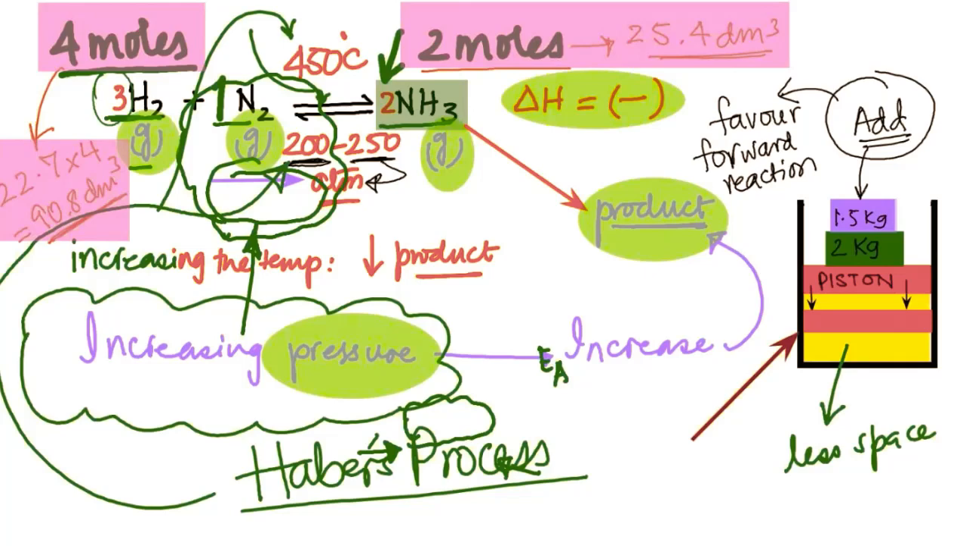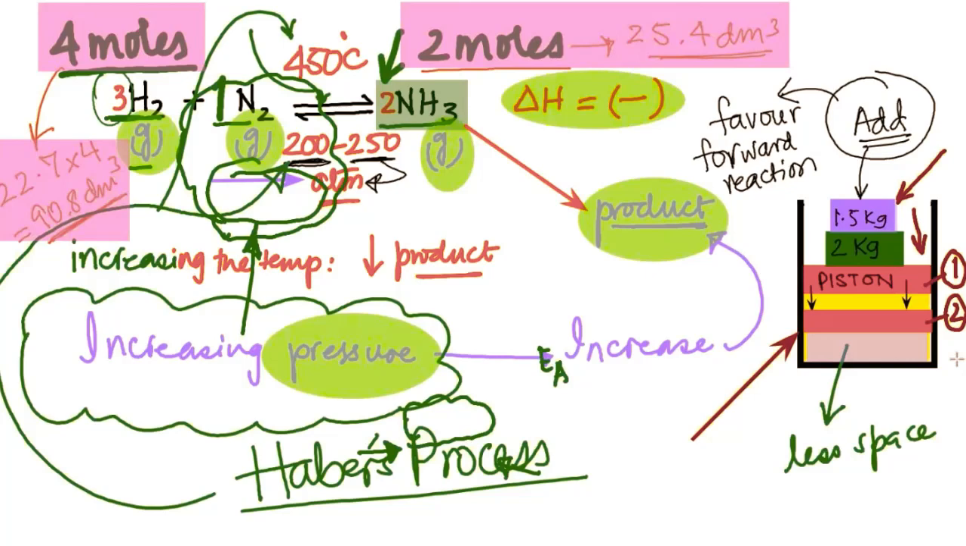We are putting on a weight of 2 kilograms, which is exerting a 20 Newton force downward. The piston is at position number 1, so there is more space. An additional 1.5 kg is going to exert more downward force. This is going to increase the pressure, and the frictionless piston is going to move down to position number 2. This reduces the space available for the gases in the reaction container. So less space will force the reaction towards the side that occupies fewer moles, because they require less volume. In this case, increasing the pressure is going to favor the forward reaction.